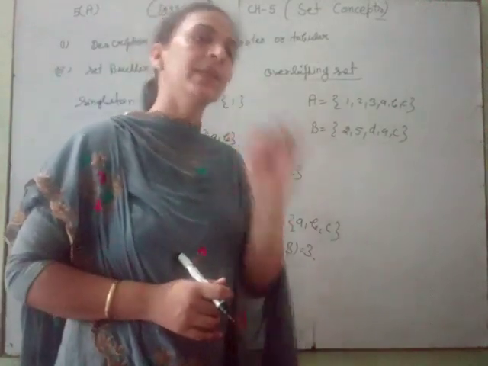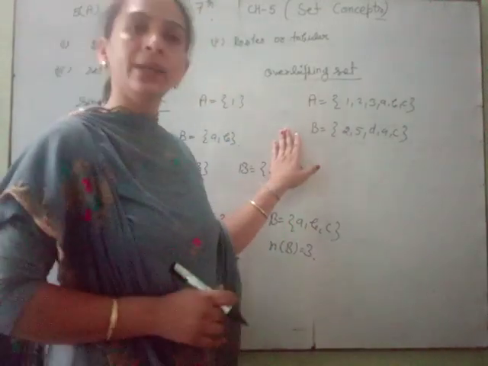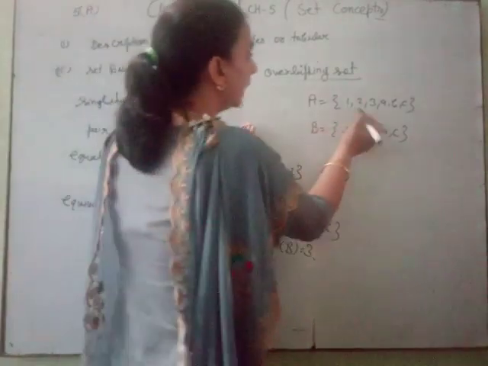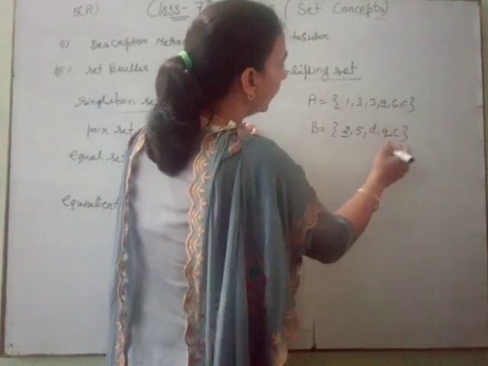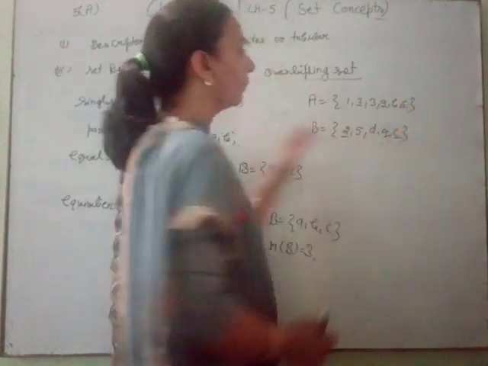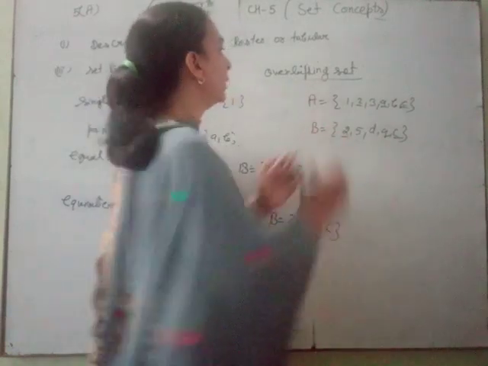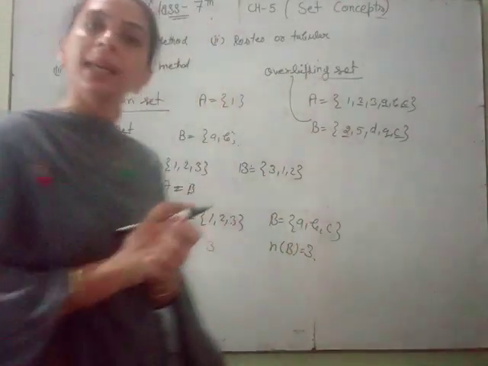If there is at least one element common, then the two sets are overlapping. So in these two sets, 3 is common, next a is common and next c is common. There are 3 elements common, so these two sets are overlapping sets.